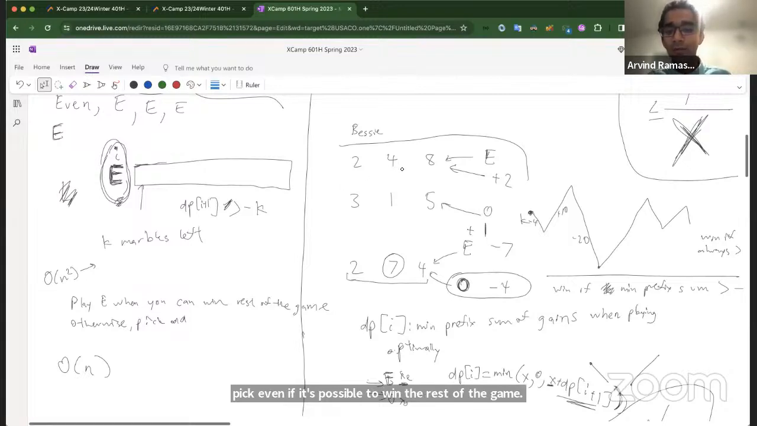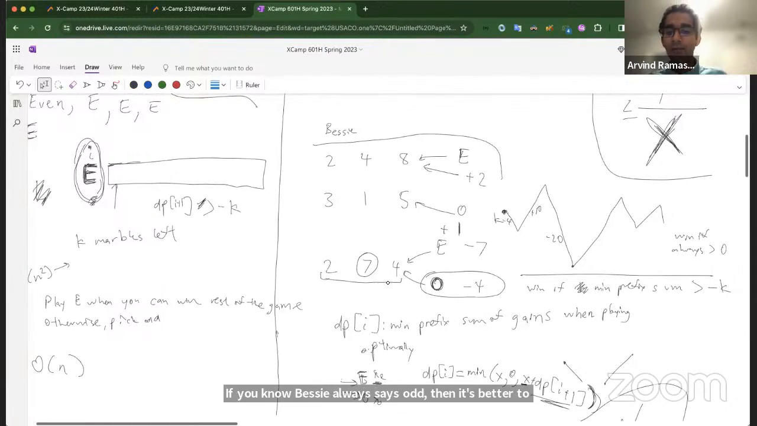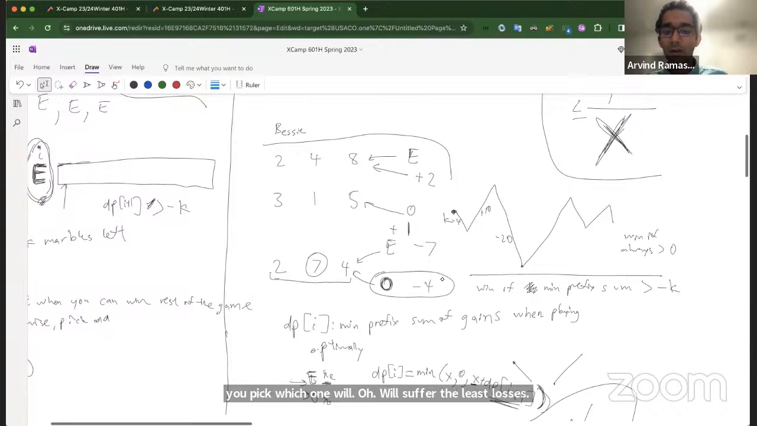If you know the parity of what Bessie has, so if Bessie always has even, then it's better to guess even. And if Bessie always has odd, then it's better to guess odd. Otherwise, if Bessie has a choice, then you pick whichever will suffer the least losses. So in this case, it's better to pick odd.